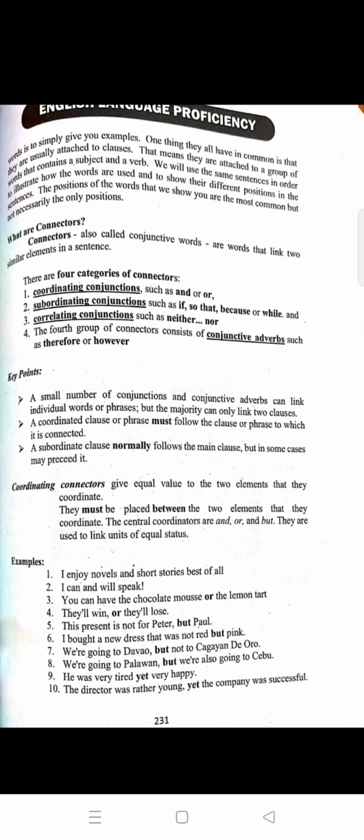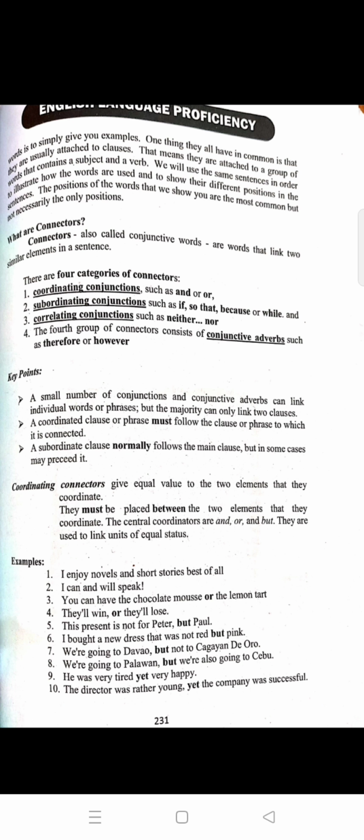What do we mean when we say coordinating conjunction? Coordinating connectors or conjunctions give equal value to the 2 elements that they coordinate. They must be placed between the 2 elements that they coordinate. So the central coordinators are and, but, and or. So your coordinating connectors are and, but, and or.